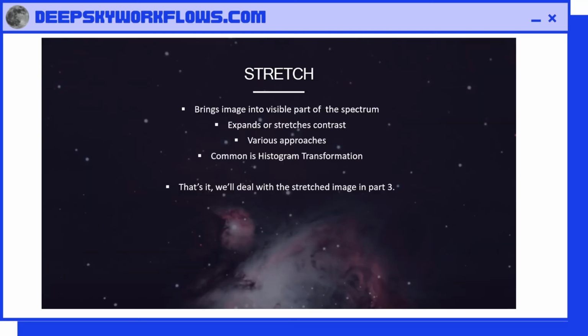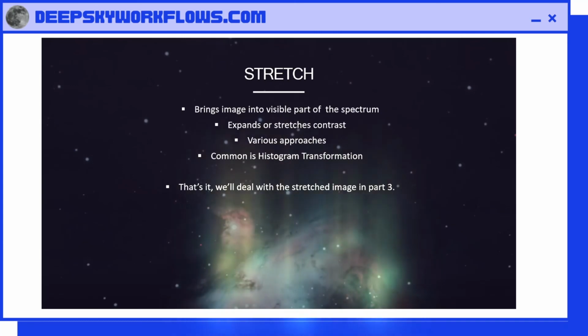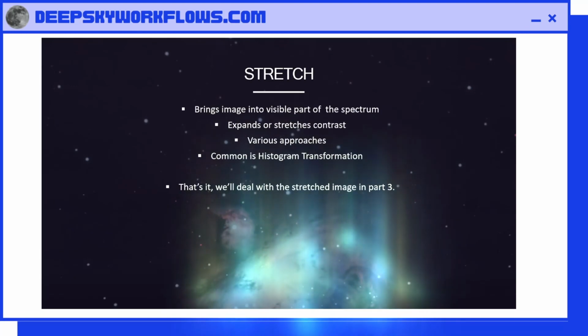Finally, after we've reduced the noise, the last step is to stretch the image. This brings the image into the visible part of the spectrum. It expands or stretches the contrast, and there's various approaches, but a common one is called a histogram transformation. If you're using software like Photoshop or GIMP, you might just go into the levels for the colors and manipulate those levels to stretch your image. Once the image is stretched, we're in the final stretch to getting it produced and set out. So we'll deal with the stretched image in part 3.